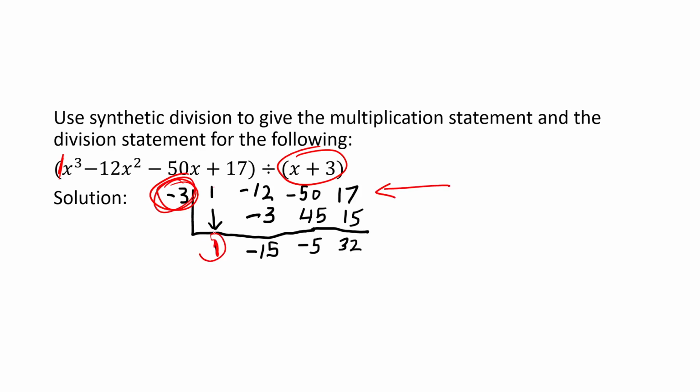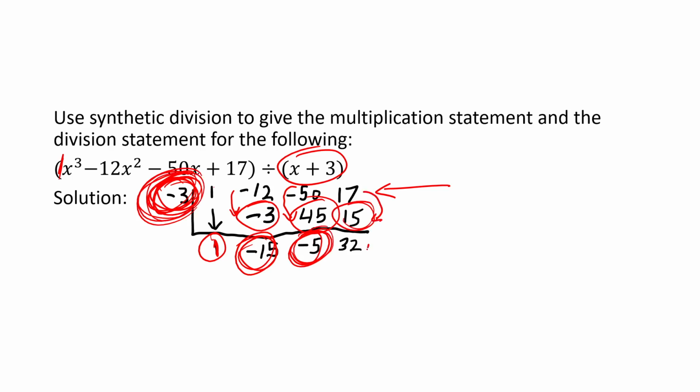Negative 3 times 1 is negative 3, and then we add negative 12 plus negative 3 to get negative 15. Then negative 3 times negative 15 is positive 45. We add that column, negative 50 plus 45 is negative 5. And then that negative 3 on the far left times the negative 5 is positive 15. And we add that last column, 17 plus 15 is 32. We started with a cubic, meaning that our quotient will be a quadratic, 1x squared minus 15x minus 5. Our remainder is 32.